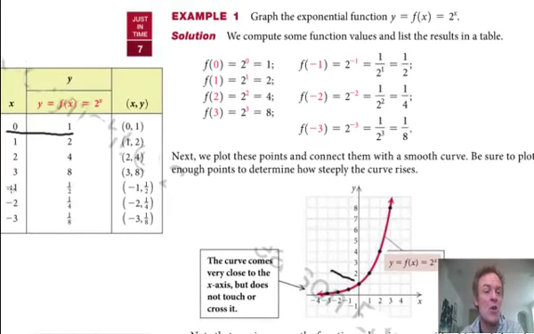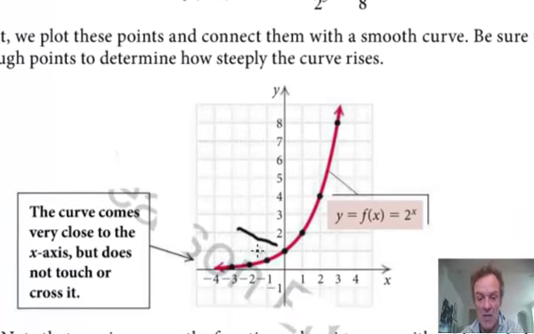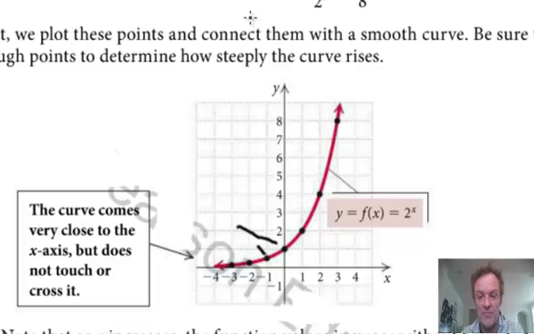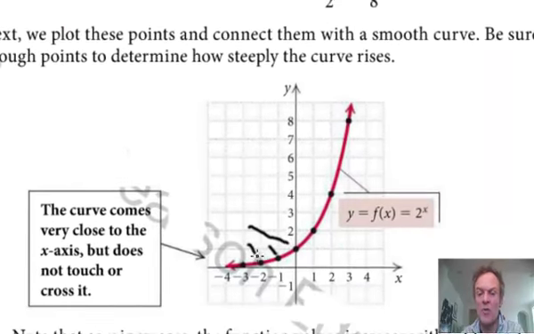Okay, so remember, negative's not the base, negative is the exponent. 2 to the negative 1. 2 to the negative 1 is the same as 1 over 2 to the positive 1. Remember your negative exponent rules, which is 1/2. Okay, so down here. 2 to the negative 2 is 1 over 2 to the positive 2, which is 1/4. Down here. And so on. Okay, there's 1/8.